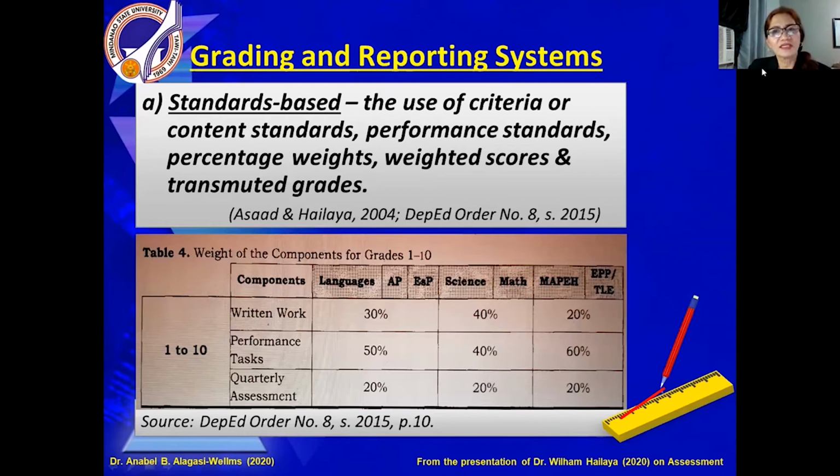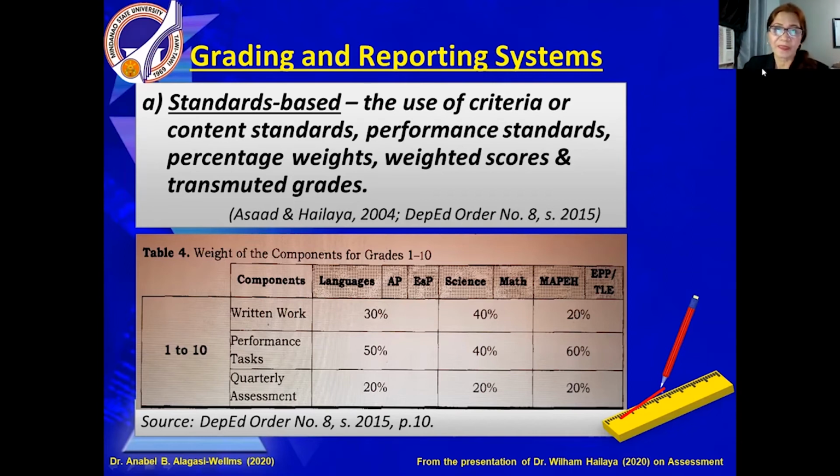Okay, so for the grading and reporting systems, we have the standards base. We base this on the standard. I am not really sure what standard you are using in your respective schools, but we always have standards. Now, this is the use of criteria or content standards or performance standards, percentage weights, weighted scores, and transmuted grades. There is always a standard. Whatever is your standard, you either decide it or your school decides it. Example, components: written work. You have 30%, 40%, 20% for other subject areas. For the performance, 50% per language, and then 40% only for science, and then for MAPE, that's 60%.